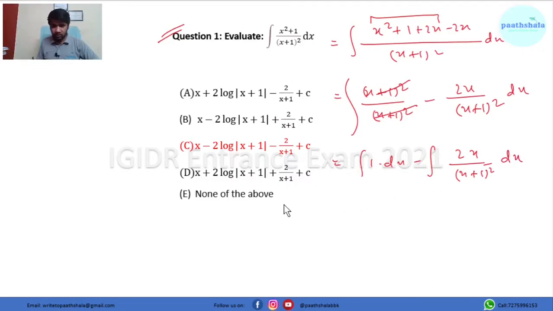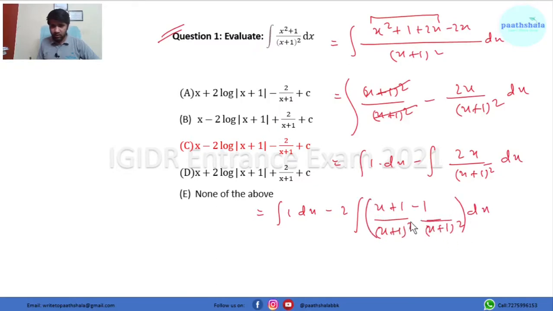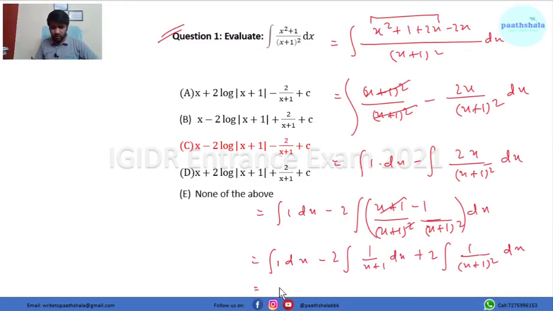We can further transform it like that. Integral 1 dx minus 2 will come outside. And if we add plus 1 and subtract 1, and further divide by (x plus 1) whole square, this will finally come out to be integral 1 dx minus 2 integral 1 upon (x plus 1) dx, minus minus plus 2 integral 1 upon (x plus 1) whole square dx. Okay, so here if we integrate this, this will come out to be x minus 2.